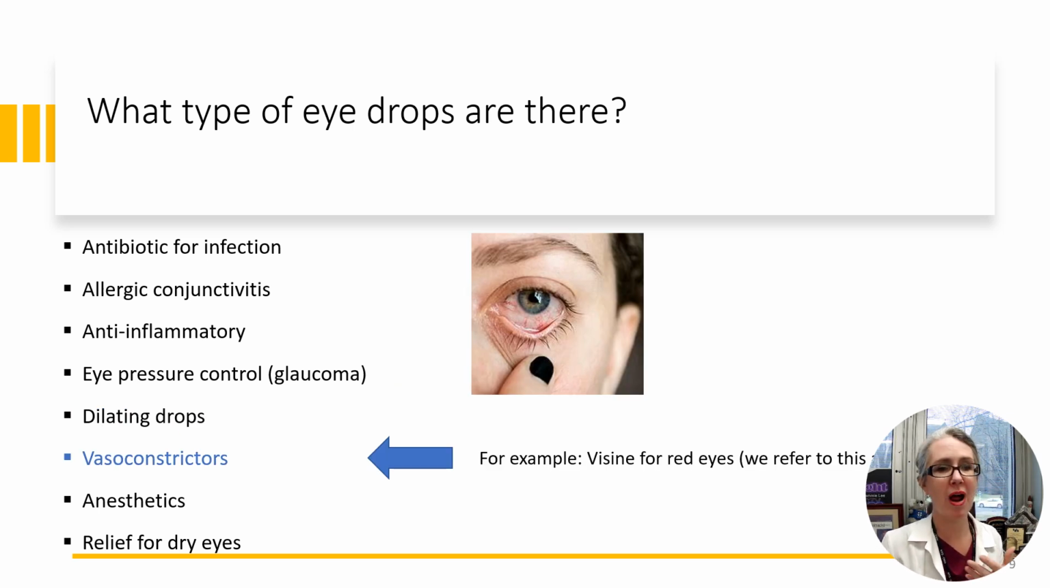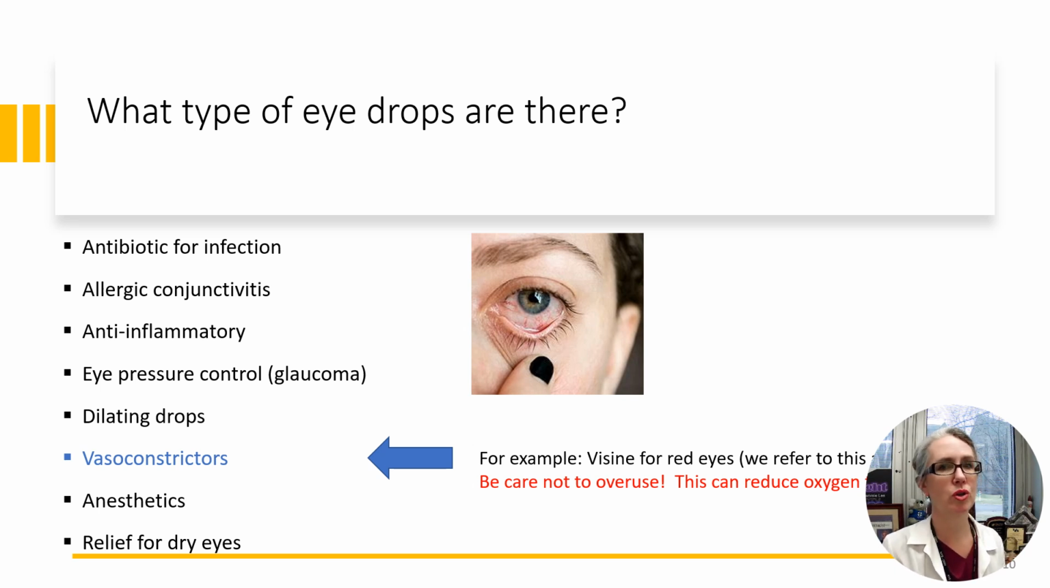Vasoconstrictors are probably among the more commonly used over-the-counter medications. One of the most common ones is Visine by brand name, although Visine now has, I think, 10 formulations available with different tweaks that you can add for different symptoms you want to treat. But for the most part, we call these bloodshot eyes, red eyes. If you don't sleep well or if you rub your eyes at night, sometimes you can wake up with red eyes. It's important to know that when we use those medications, though, we can't overuse them.